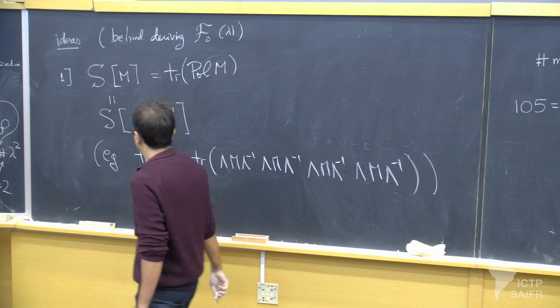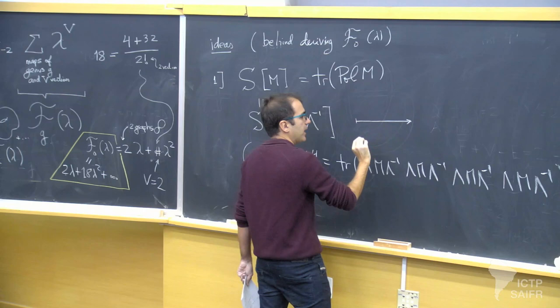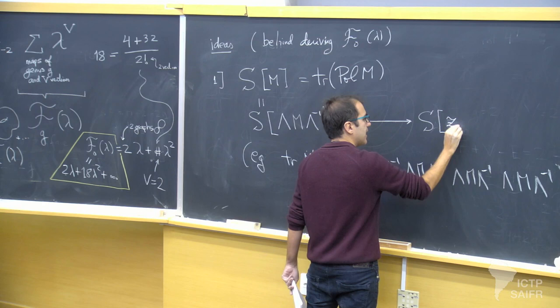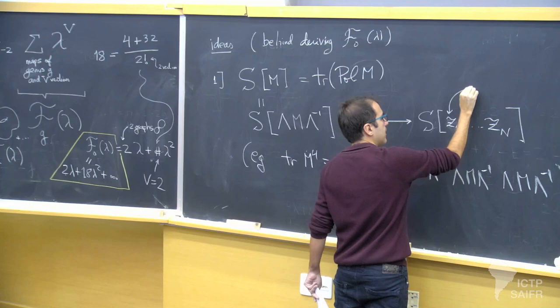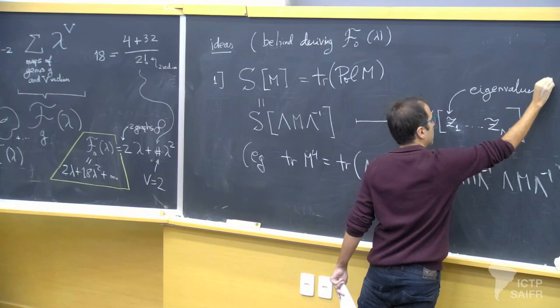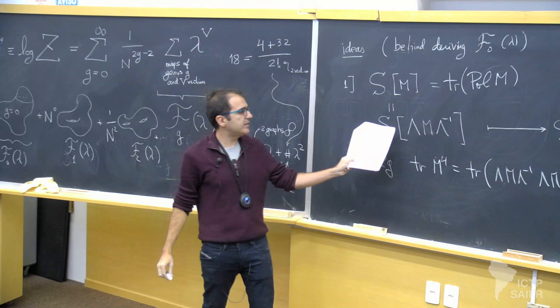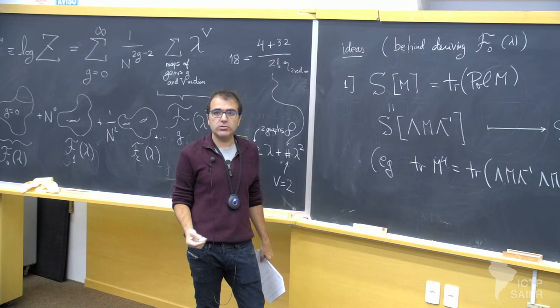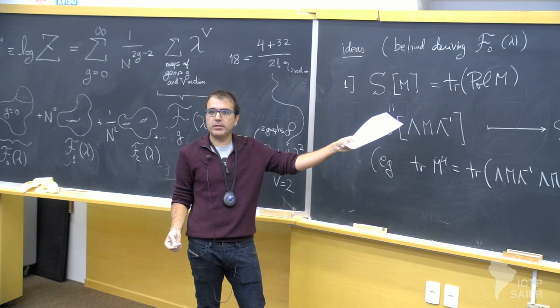And therefore, the first idea is to replace this action by an action that depends on, say, z1 up to zn, where these guys are the eigenvalues of M. Because if it only depends on M, if it's invariant under this symmetry, I can diagonalize M. And if I diagonalize M, I only need to deal with its eigenvalues. And that, if we could do it, would be huge. Because we start with an N square dimensional integral, and we would go to an N dimensional integral. So achieving this is huge.